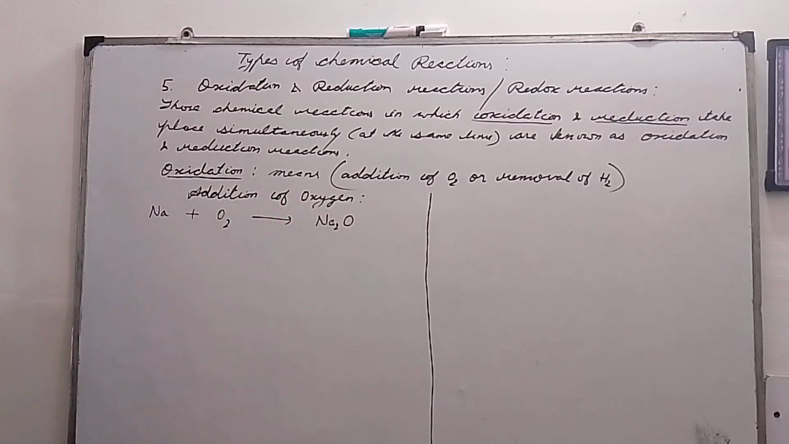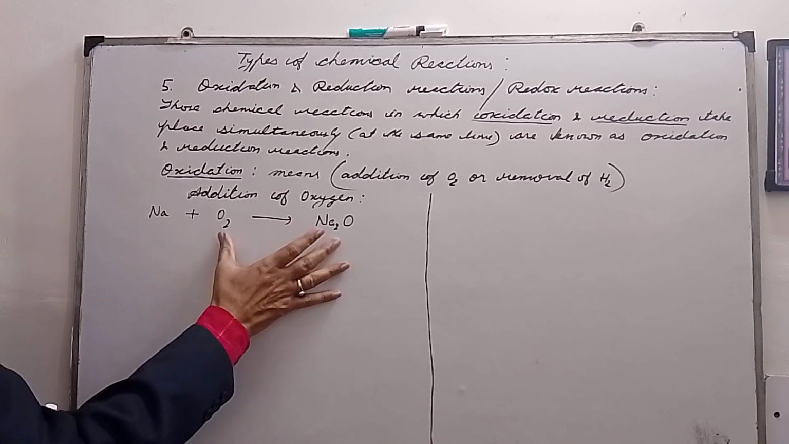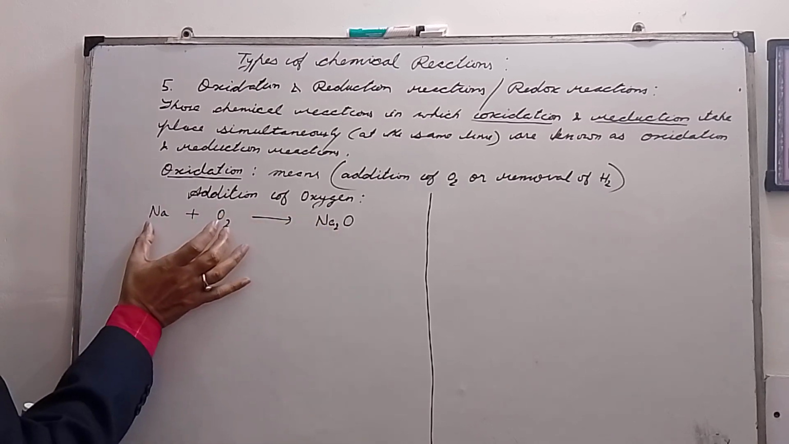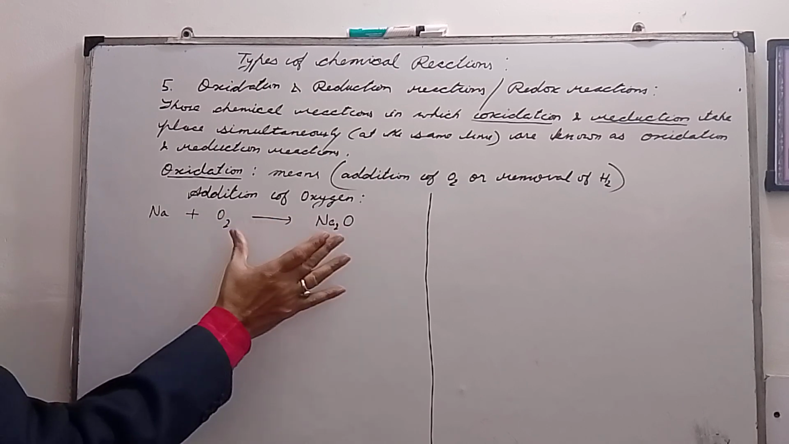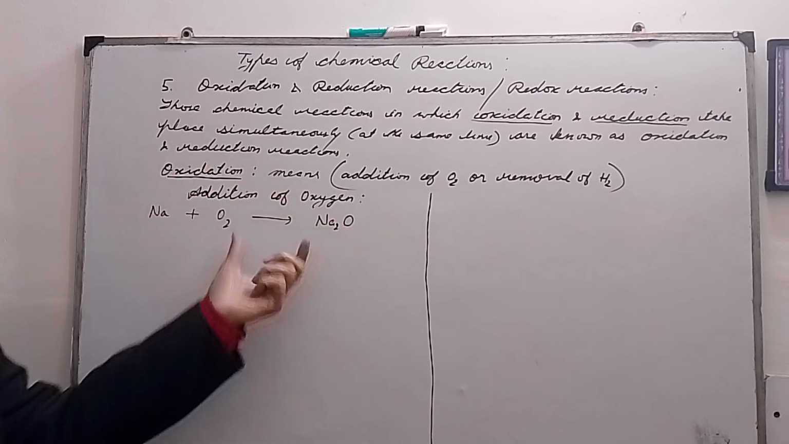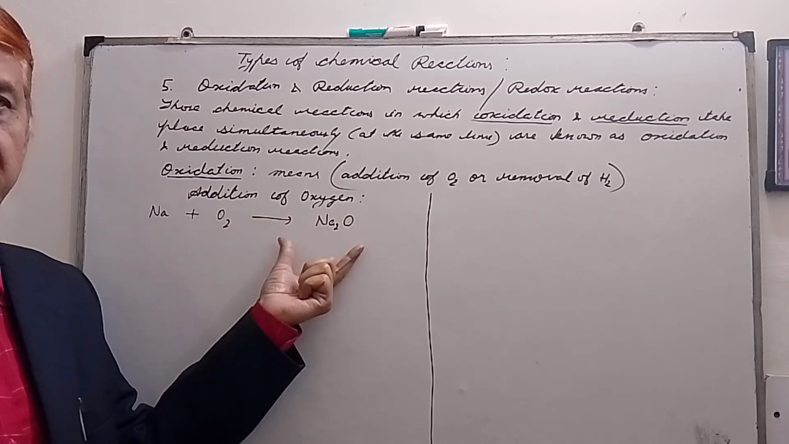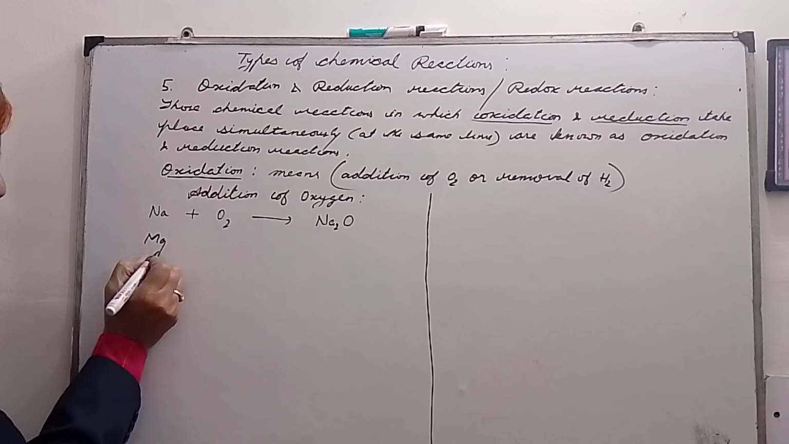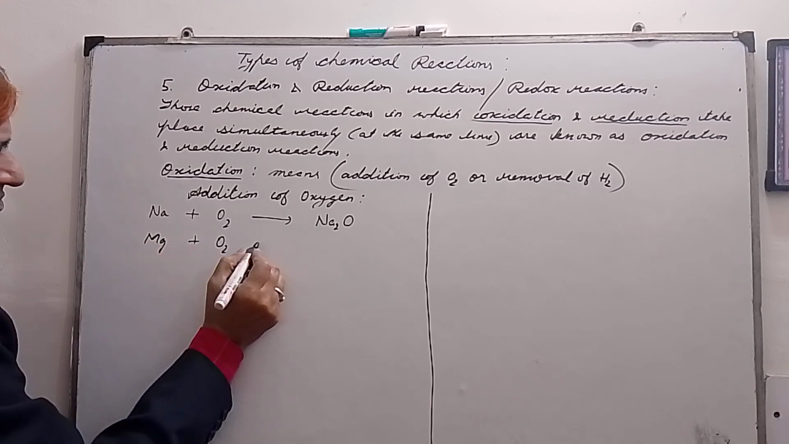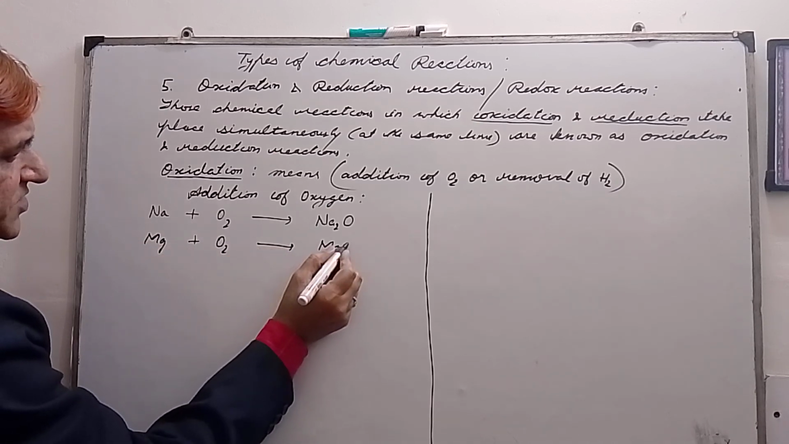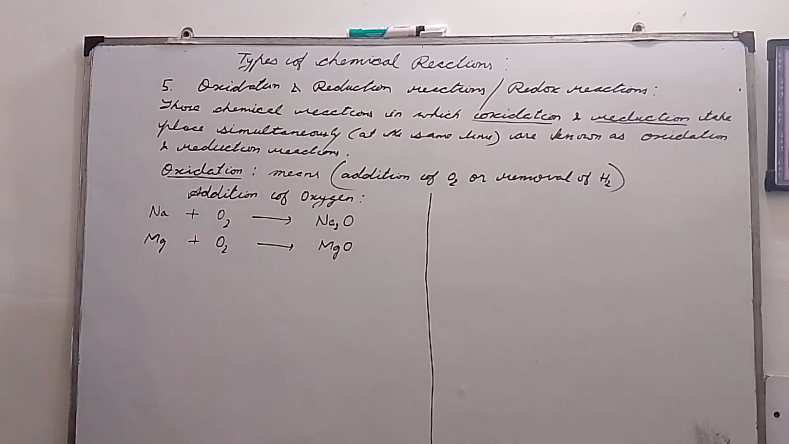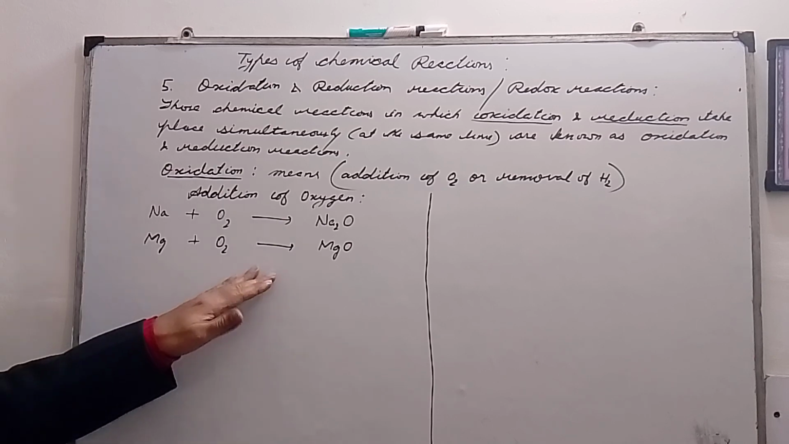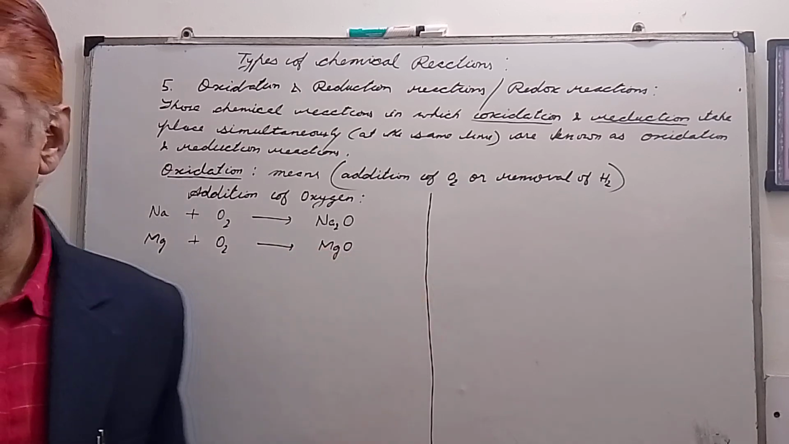At the same time, this is also a combination reaction because two reactants are combining to give one product. So this is both an oxidation as well as a combination reaction. Similarly, magnesium plus oxygen is equal to magnesium oxide. So addition of oxygen is there, so this reaction is oxidation. At the same time, this is also a combination reaction.